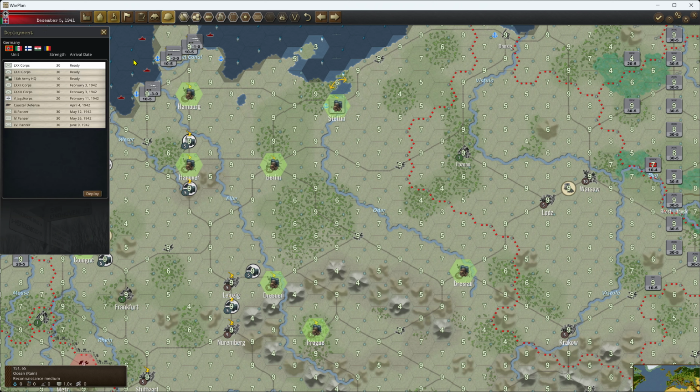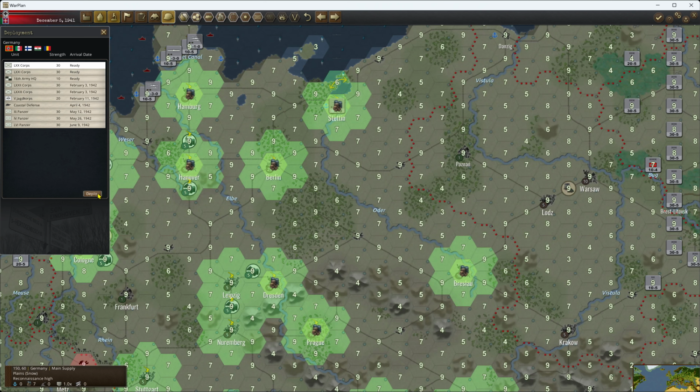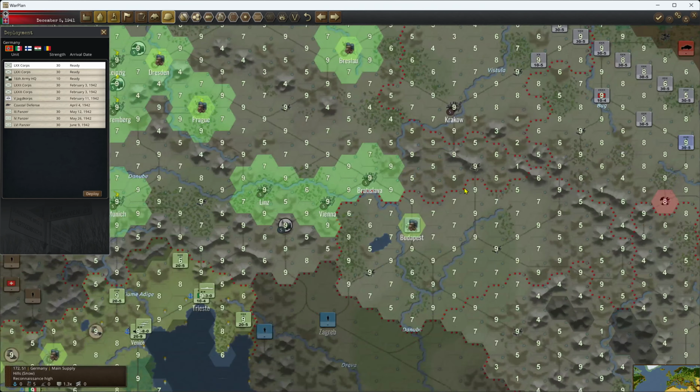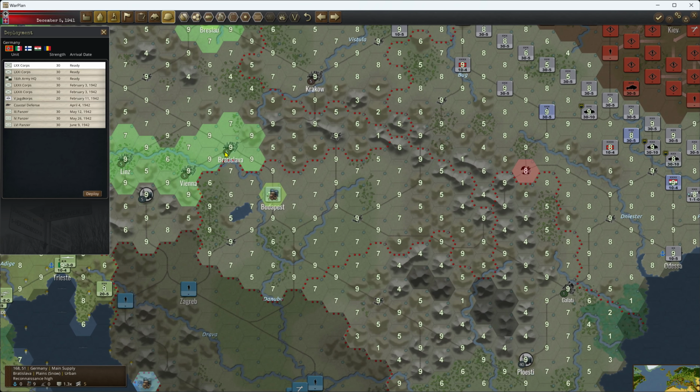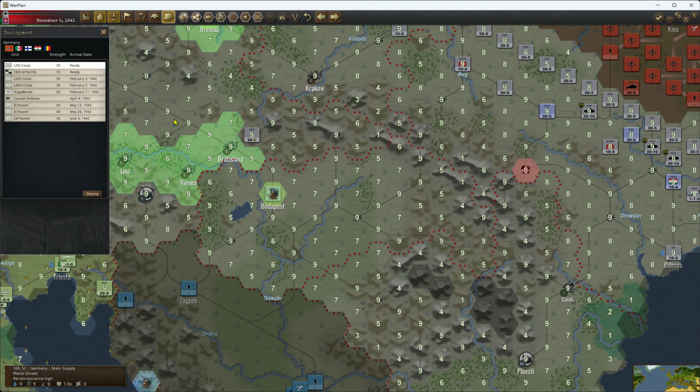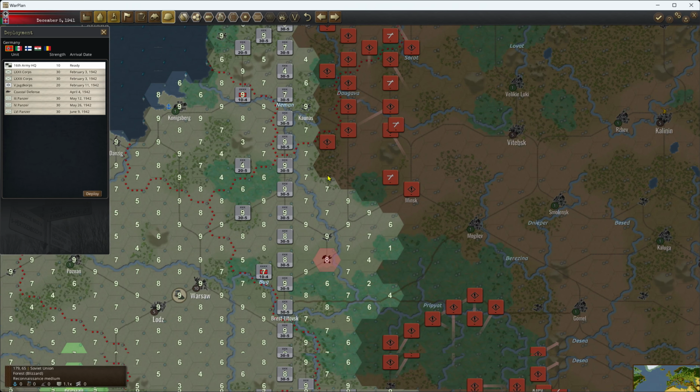Now, let's see what I get. Ooh, I get an army headquarters plus 2 infantry corps. So we'll put one of the infantry corps here. Put the other one here. And let's see where we should put the army.